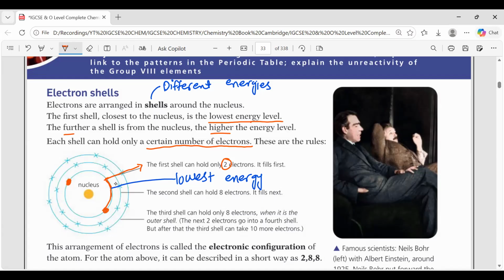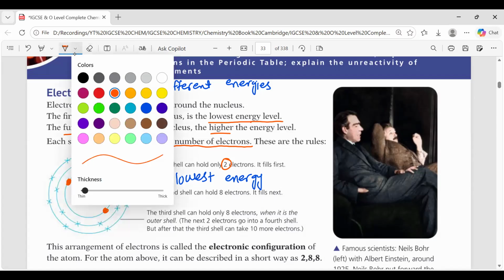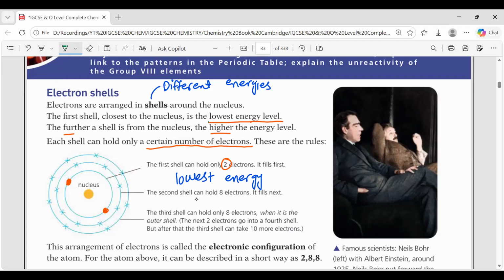This one and this one. Okay, so the first shell will only hold 2 electrons. Similarly, the second shell's capacity is to hold 8 electrons. And the third also holds 8 electrons.